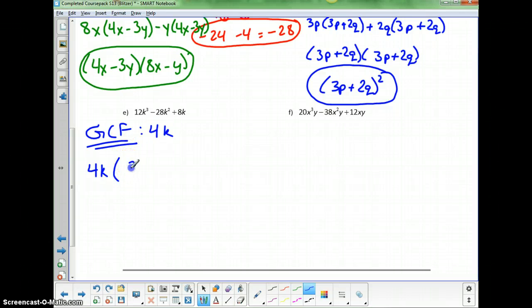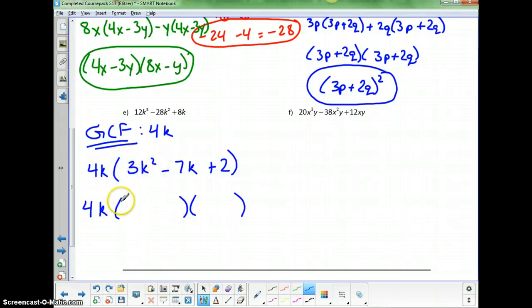Okay, so it's going to turn this into 3k squared minus 7k plus 2. Now this is a problem that would be great for trial and error now because the coefficient of the first number is one that breaks up only one way. So we're going to keep going, leave our 4k alone. We're going to try to break this into 2 parentheses. The only way to make it 3k squared is with a 3k times a 1k.